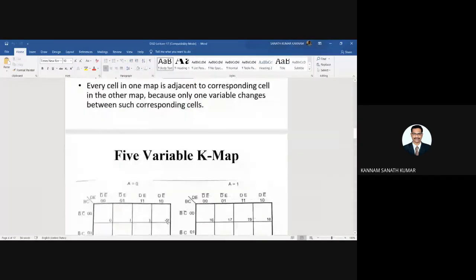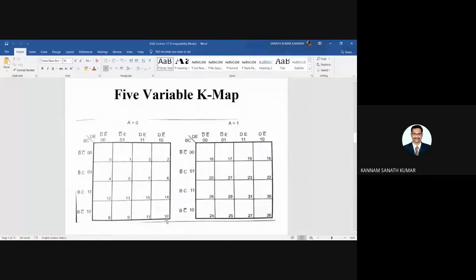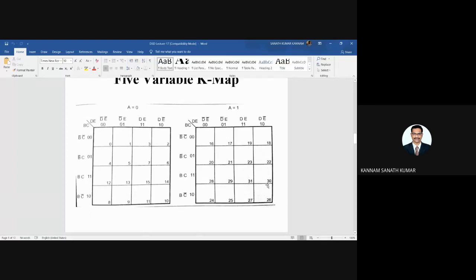If you observe this five variable map, we are dividing it into two four variable maps of 16 cells each. This 16 cell map is for A equal to 0, the complemented form, and this four variable map is for A equal to 1, the true form. B, C, D, E are the inputs, so we draw two four variable maps, one with A complemented and one with A in true form.